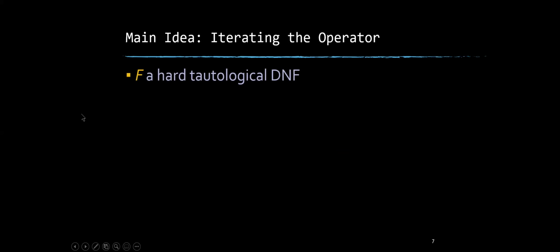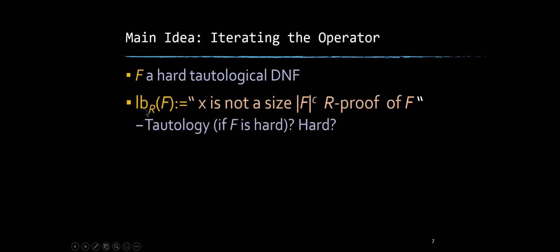So let me consider some questions about this operator in order to clarify it. Say F is a hard tautological DNF. Let's assume this. Now think about this. It's not completely clear what happens when we iterate, when we apply the operator. So what we do is we are going to iterate this operator over F. Maybe one time, maybe two times, and further.